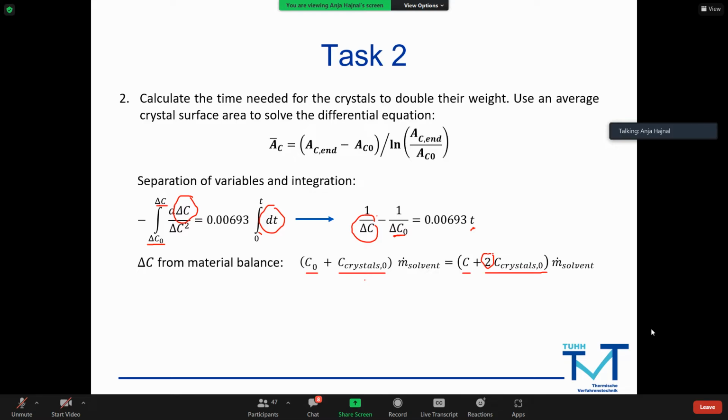From here, now you have everything. Of course, when this is an equation, this will go out. And the delta C you can calculate or derive from here, and delta C0 you already have everything given in the task. Now take 2 minutes and then we see what you should get.